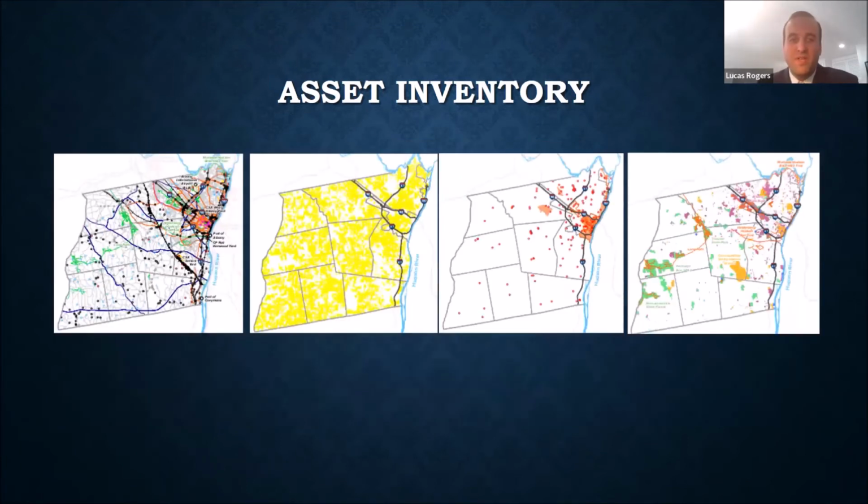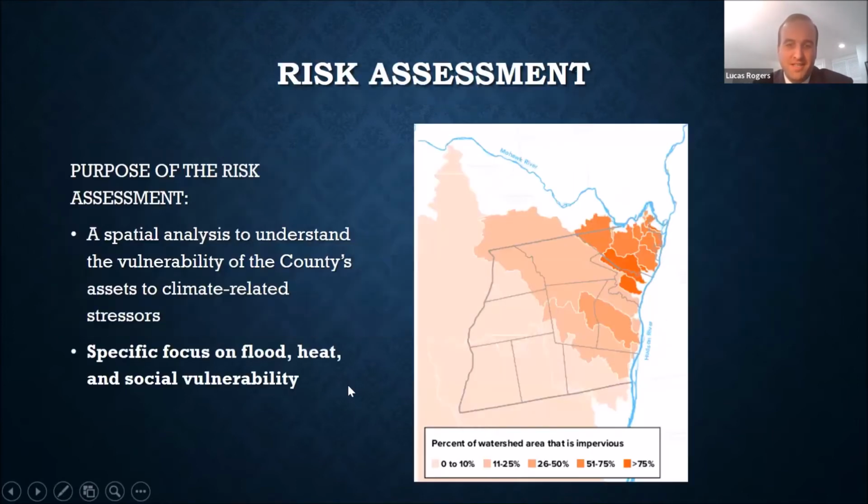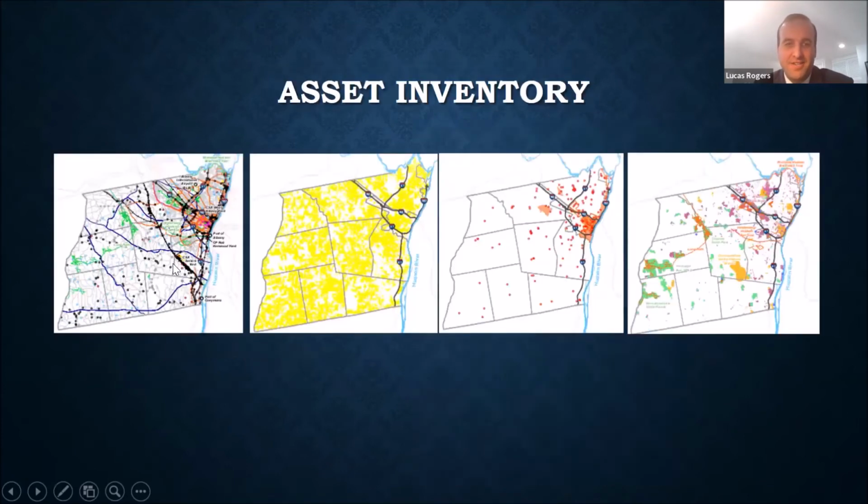And so what we've done is created this asset inventory and mapped it. I don't know how interactive this is. I was going to use this as a quiz to see if people could guess which one of these is which, but maybe people can enter into the chat, or maybe I'll just go over it. This one should be pretty easy based on the topic of today's presentation, but this is the transportation assets within the county.